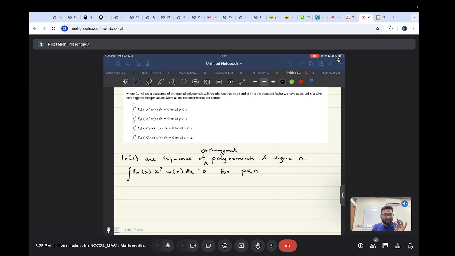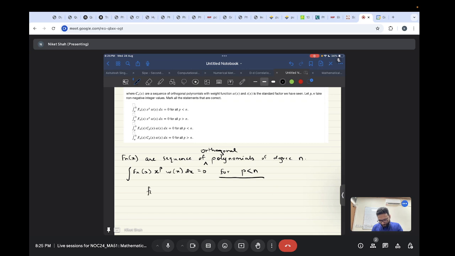See, x^p are not a sequence of orthogonal polynomials, but f_n(x) is of order n, where n is a number greater than p. So we know that for x^p where p is less than n, f_n(x) has to be orthogonal to x^p. This we know for a fact because f_n(x) are a sequence of orthogonal polynomials. They satisfy this basic condition. So this is correct in that sense.